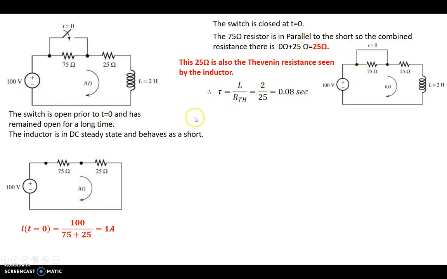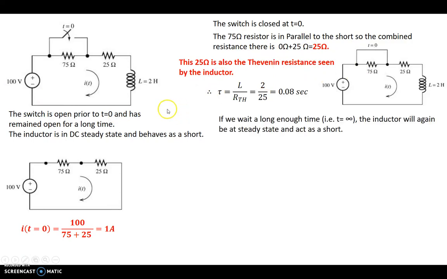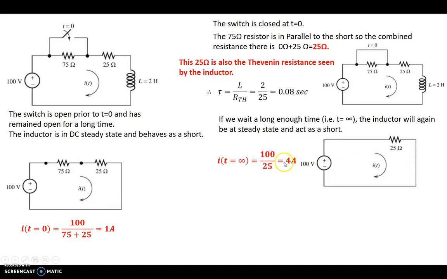Now, if we wait a long enough time, about 5 tau is the lifetime for this. So if we wait a long enough time, the inductor will again fully charge up or discharge and be at steady state and act as a short. So in that case, the circuit would basically look like this. And the inductor current, that's the inductor right here replaced by a short, basically becomes 4 amps. So it's rising, or charging up the inductor from 1 amp to 4 amps with this growth rate.